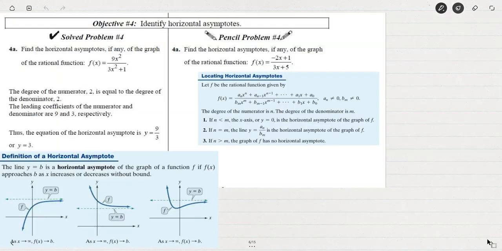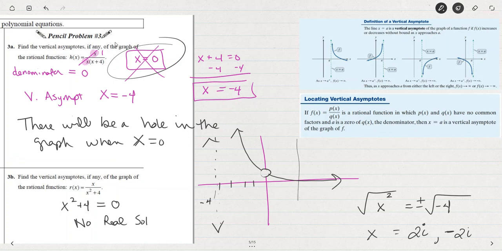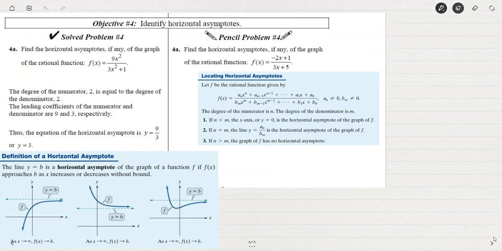One important step of solving the problem of graphing a rational function is that you need to be able to find the vertical asymptotes and also find the holes in the graph. The next thing you'll need is to be able to find a horizontal asymptote.